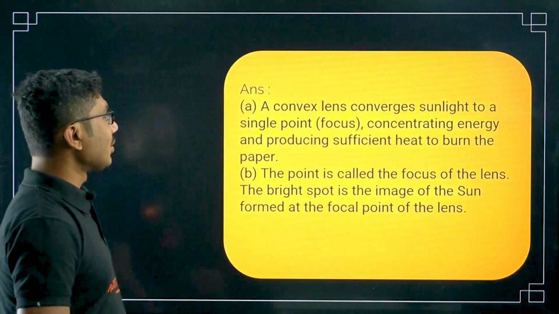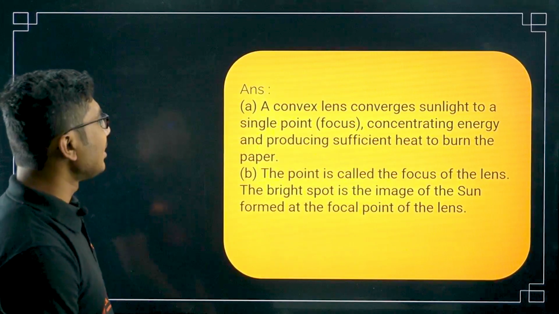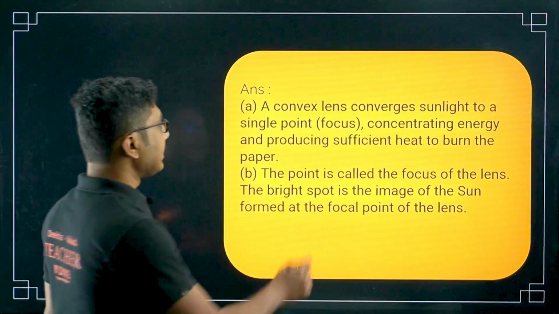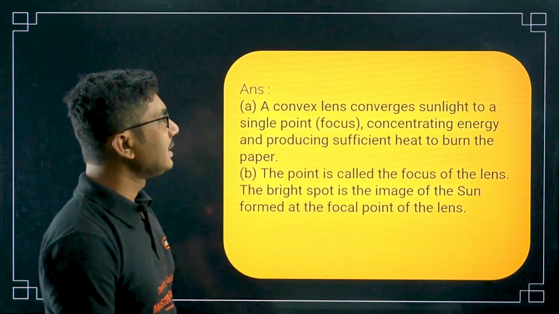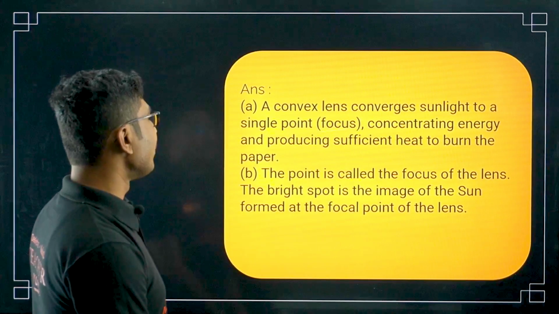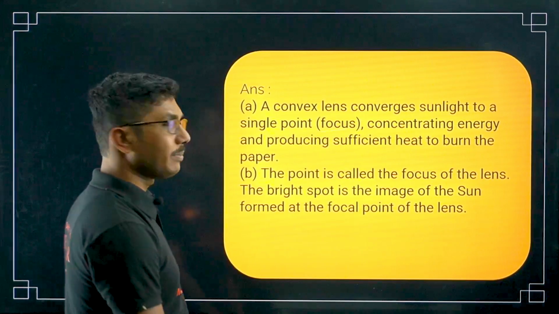Let's see. The convex lens converges sunlight to a single point that is called the focus, concentrating the energy and producing sufficient heat to burn the paper.